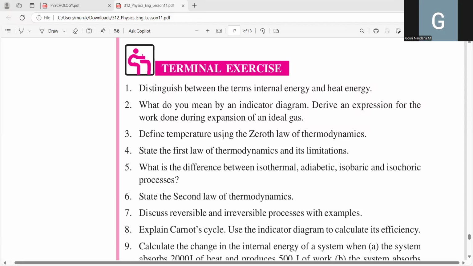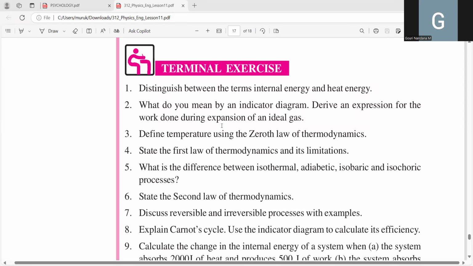It is represented as U. Then heat energy is the energy which flows from one body to another due to temperature differences. It is a form of energy in transit, and it does not depend upon the system state. That is, it does not depend upon factors such as temperature, pressure, volume, and so on. It is represented as Q. That is the difference between internal and heat energy.